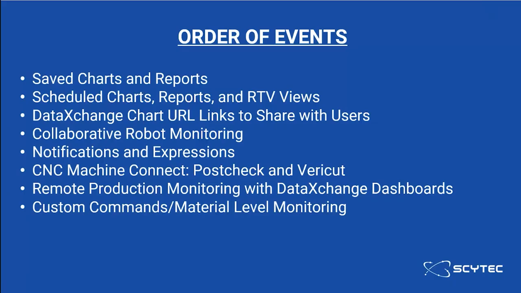So first up, as usual, we are always going to be going over the order of events before the webinar starts. And this webinar is going to detail saved charts and reports, as well as scheduled charts, reports, and the newly released scheduled RTV views. We are also going to be discussing Data Exchange chart URL links to share with other Data Exchange users, as well as collaborative robot monitoring, notifications and expressions, CNC Machine Connect, and specifically the post-check module, as well as the other modules inside of Vericut and how they can help out manufacturers who are using automated processes.